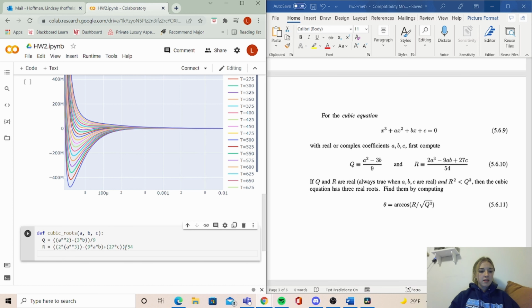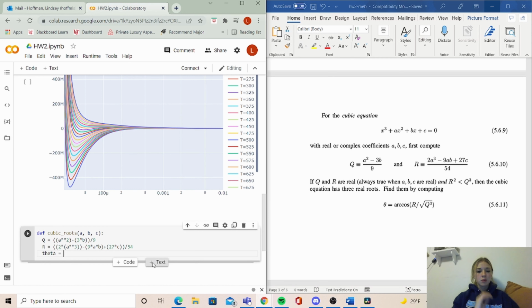Alright, so now that we have our equations for Q and R, we can go ahead and look down here. It says if Q and R are real, and R squared is less than Q cubed, then the cubic equation has 3 roots. So first we need to compute what theta is. So we can go ahead and plug in the equation here.